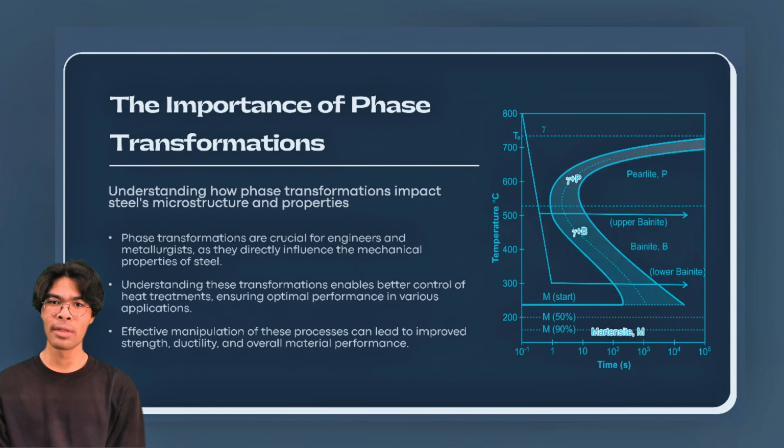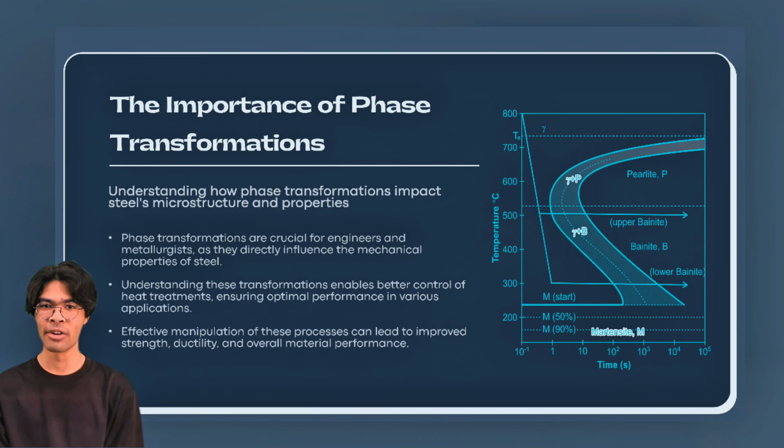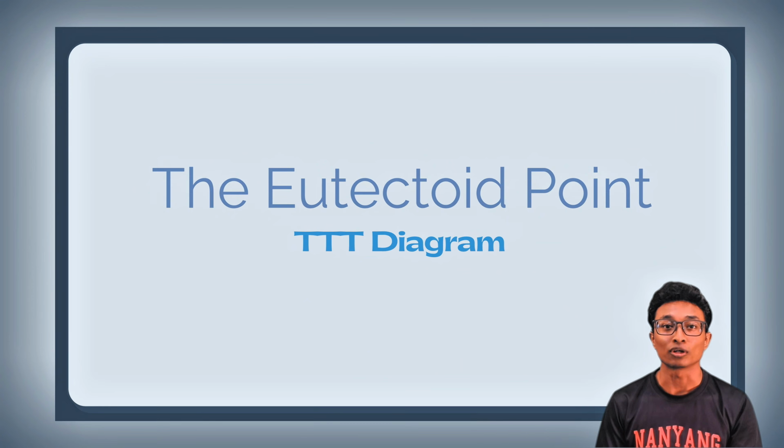Of course, with the ability to do practical heat treatment, it opens up opportunities for practical applications as well. Most importantly, industrial relevance. Engineers especially use TTT diagrams to design exact cooling processes to achieve desired microstructures and mechanical properties. So next, I'm going to talk about the eutectic points and the triple T diagram.